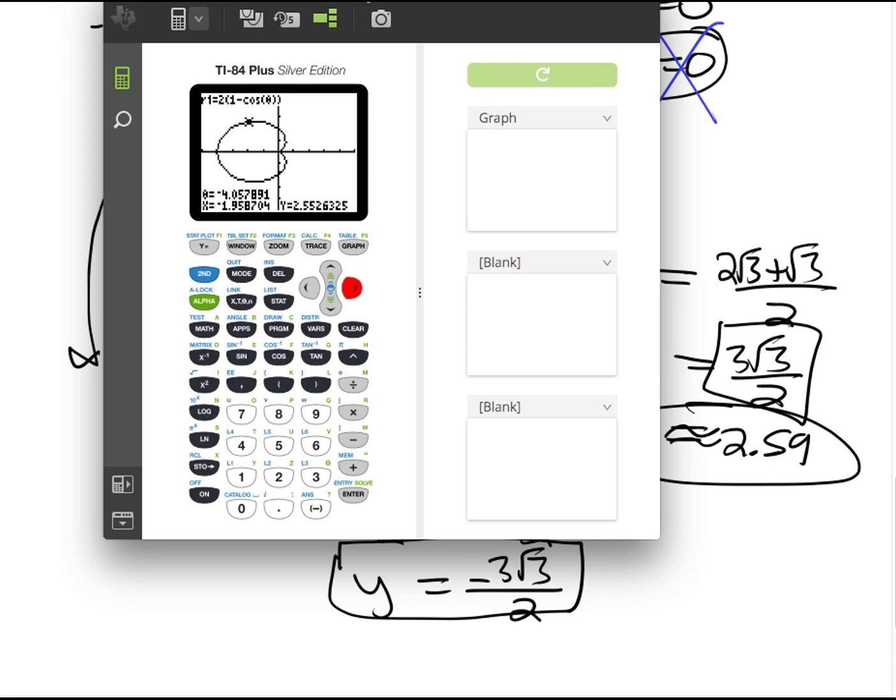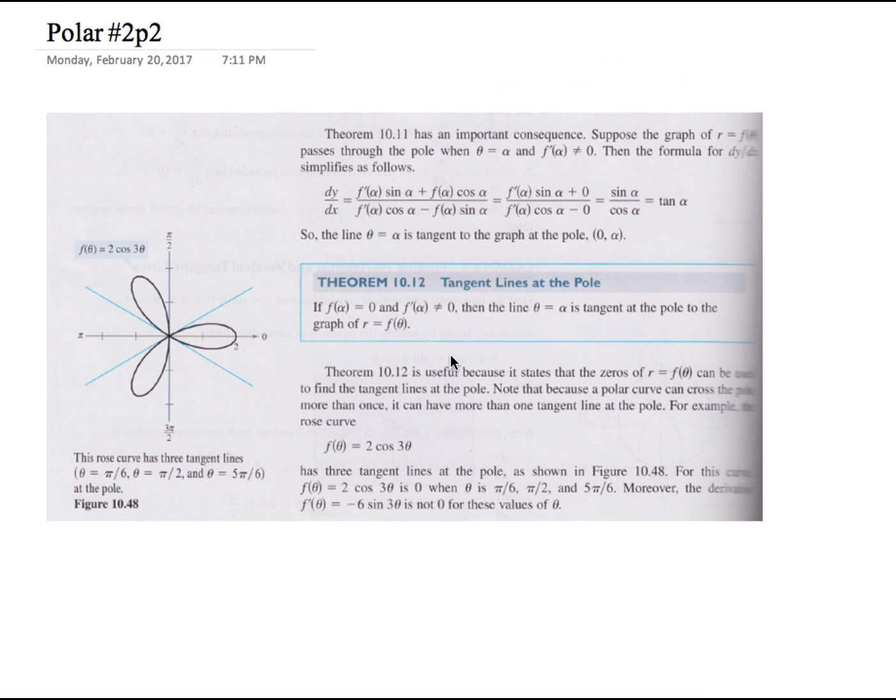All right. Before we leave off in this video, I wanted to do one last example that I think you'll need for a few problems in your assignment, and it's pretty important for this kind of thing. This is the theorem that talks about tangent lines at the pole, especially in the case where there's more than one. So let's walk through this part of the book step by step.